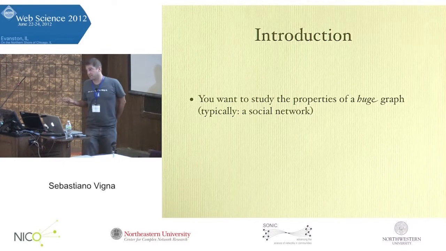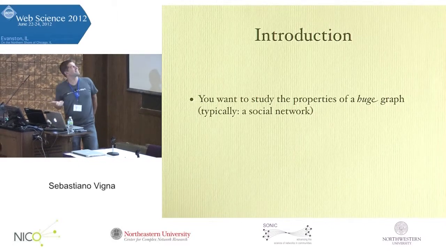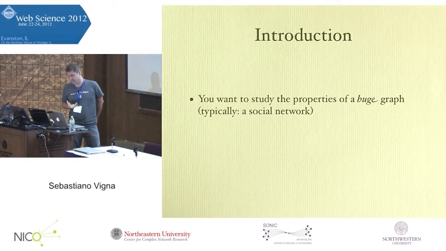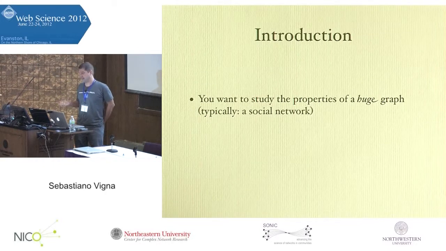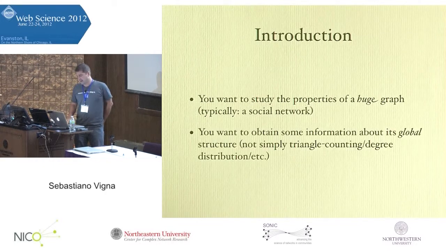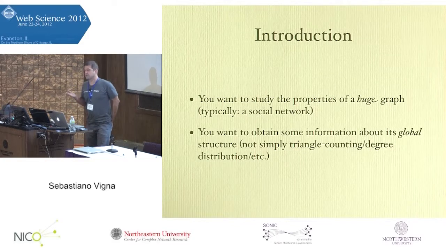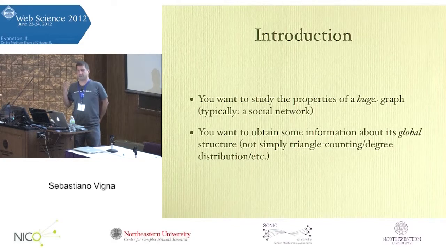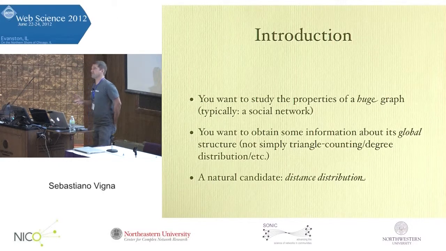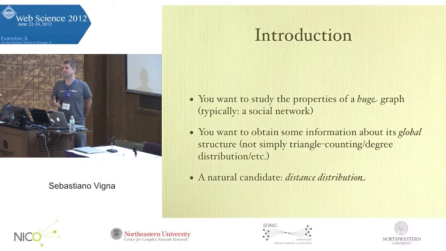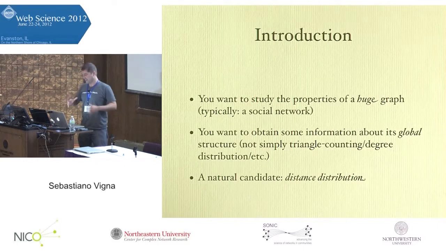The general idea, the agenda we are pushing, is that when you want to study how a huge graph is made, like a large social network, you can do something local, like looking at the degree distribution, maybe clustering coefficient, triangle counting. That depends on the local structure of the network, like the neighborhood at distance 1. Or you might want to look globally at the structure of the graph, and a very natural candidate is the distance distribution, when you want to understand how a graph behaves in the large.